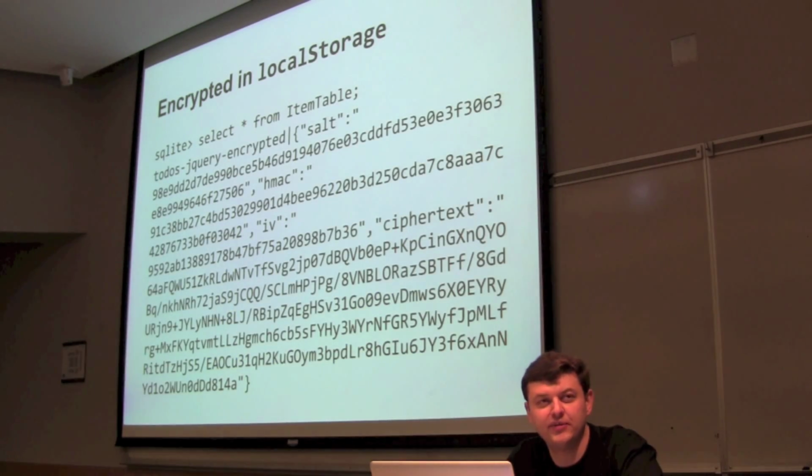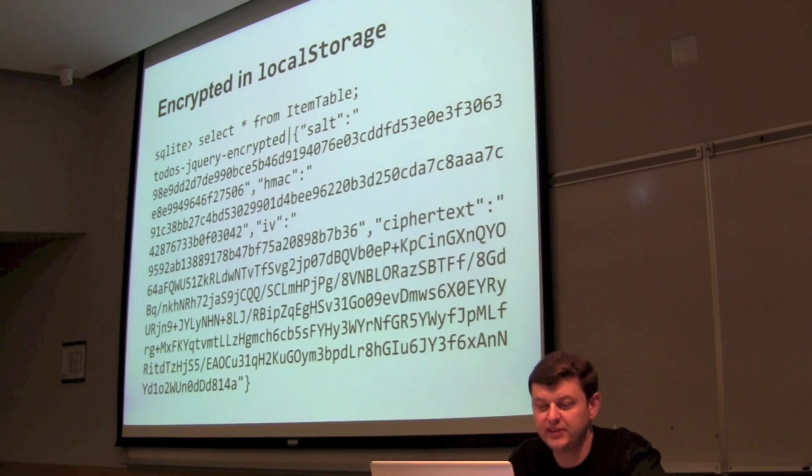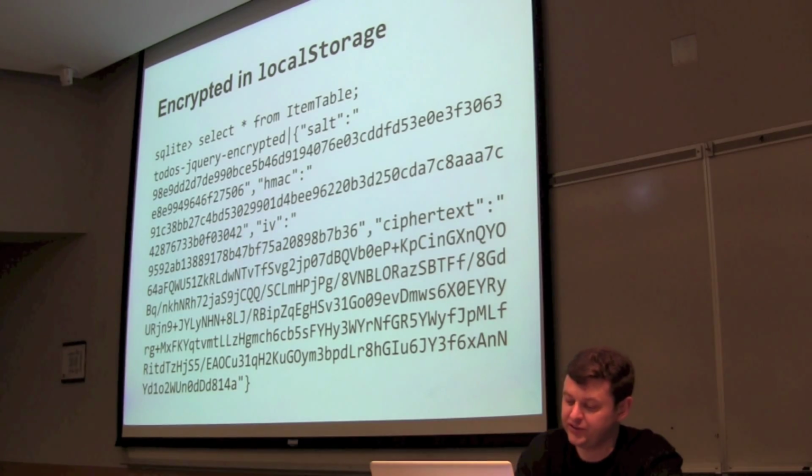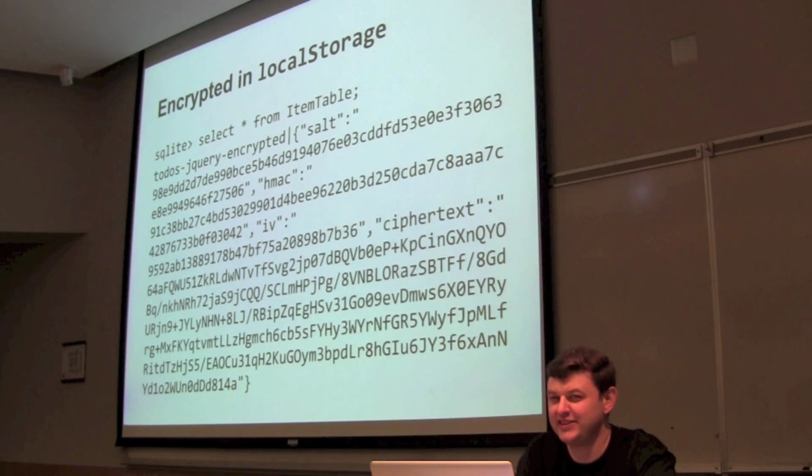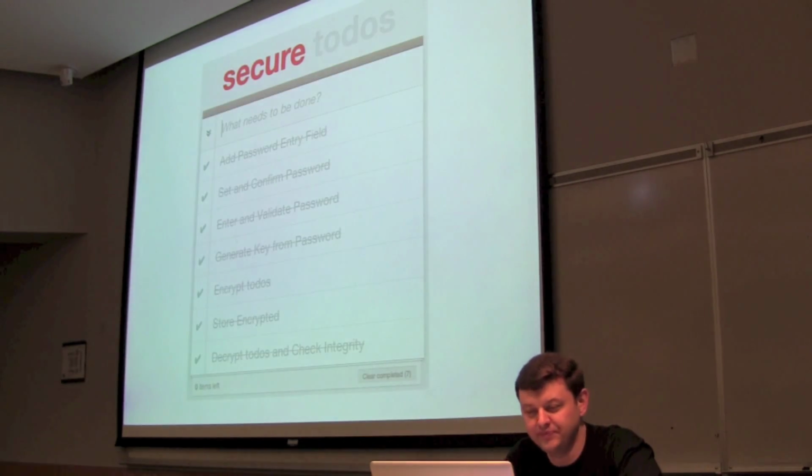And then if I go back to my file system and do a select star from the item table on Chrome again, I will see my to-dos encrypted: my salt is there, my HMAC is there, my IV is there, but my ciphertext is a bunch of scrambled data. So you can't see the plain text or that my to-dos were there. So it is now safe. No one knows what my to-dos were, except you saw me type them in, so nobody else does.